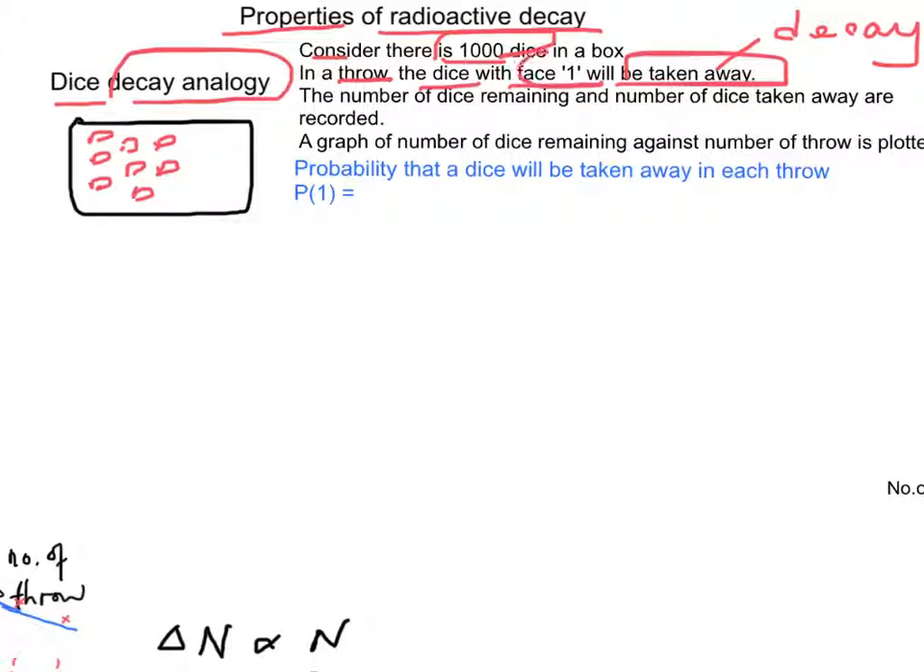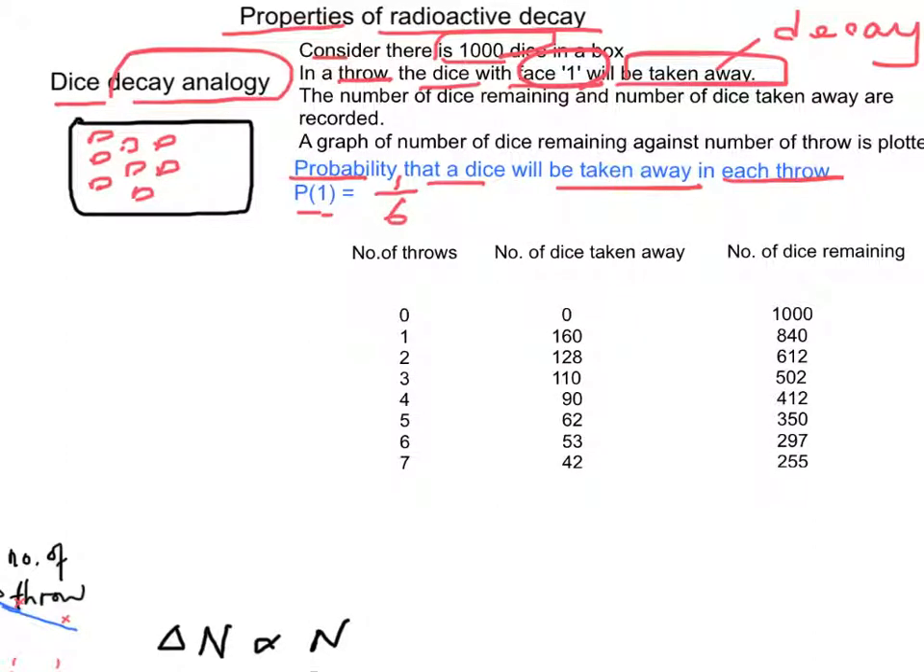In a flow, the dice with phase 1 will be taken away, or we say decay. In this case, the probability that a dice will be taken away or decay in each flow is P1 equal to 1/6. In the experiment, the number of dice remaining n and the number of dice taken away delta n in each flow are recorded in the table.